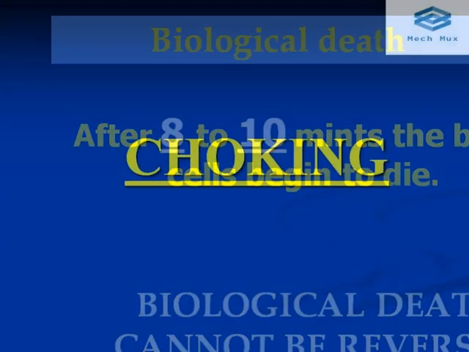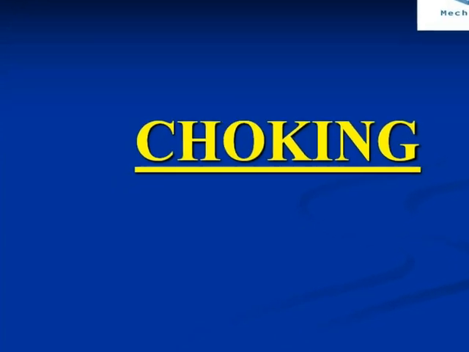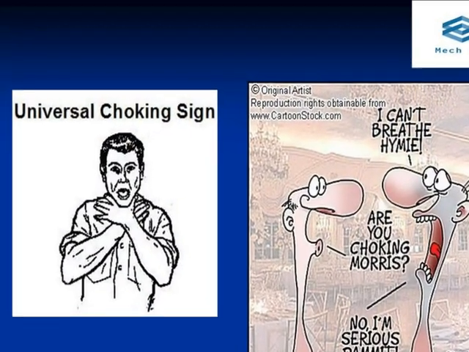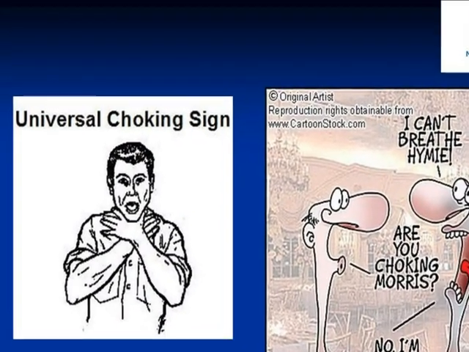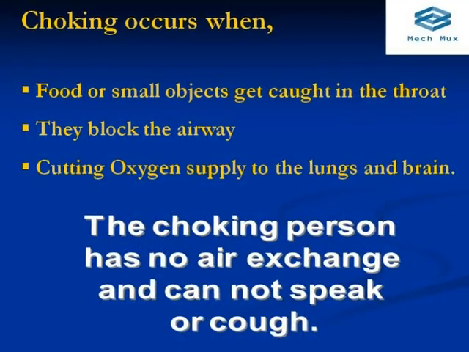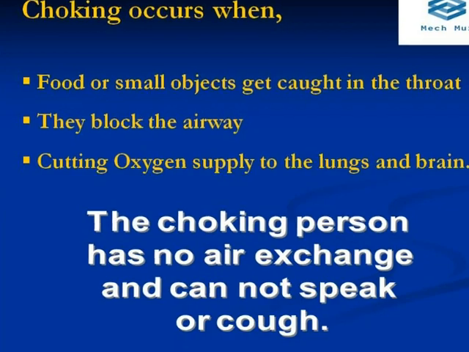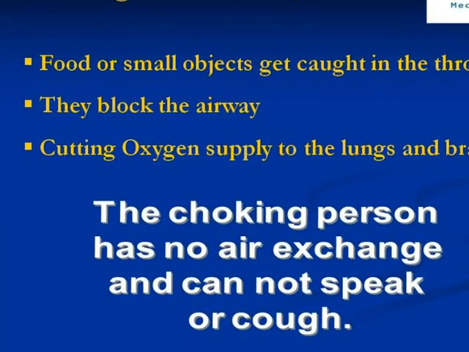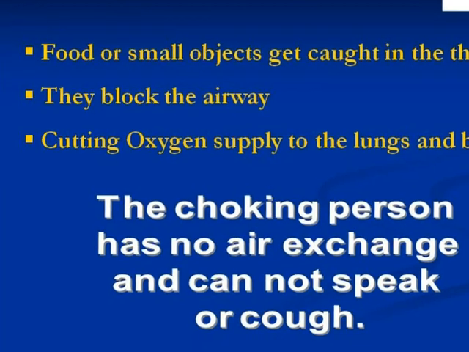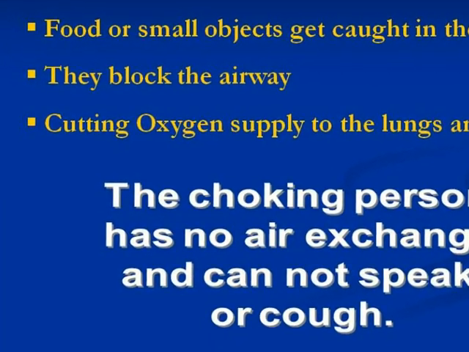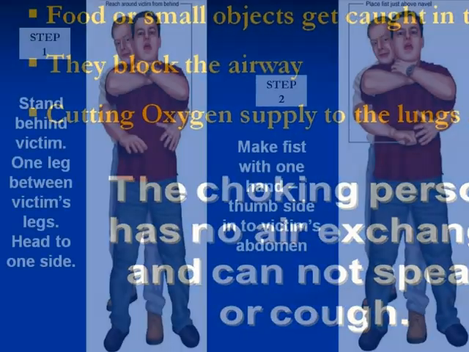Now one more thing, a very common thing, is choking. This happens always with kids and with adults as well, everywhere, in offices or at home. So this is the universal choking sign. The person will not be able to speak because his throat is blocked. Food or a small object can get caught in the throat. They block the airway, cutting the oxygen supply to the lungs and brain. Always remember, a choking person has no air exchange and cannot speak or cough. So you will have to identify this.